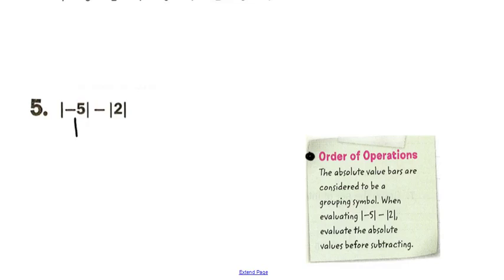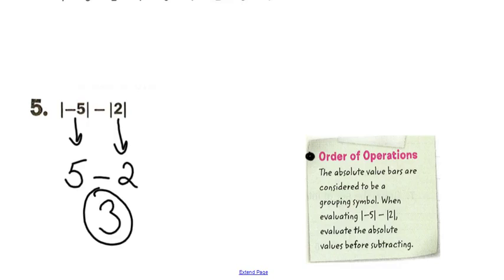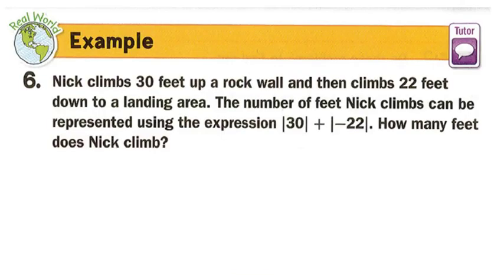So the absolute value of -5 is +5. It is 5 units away from 0. And then we're subtracting from it the absolute value of +2. And the absolute value of +2 is also 2, because 2 is 2 units away from 0. The direction doesn't matter. So that simplifies down to 5 minus 2. Well, 5 minus 2 gives us 3. So we have a final answer: the absolute value of -5 minus the absolute value of 2 is equal to 3.